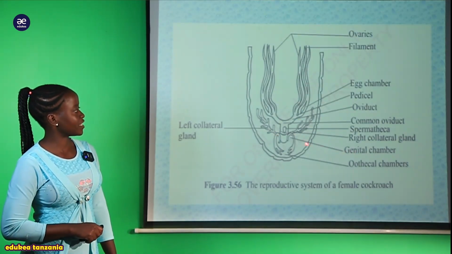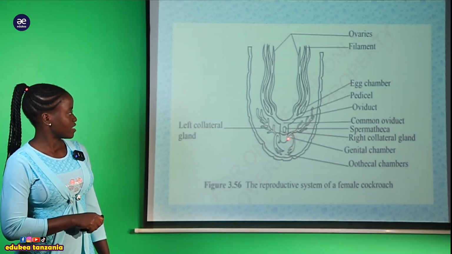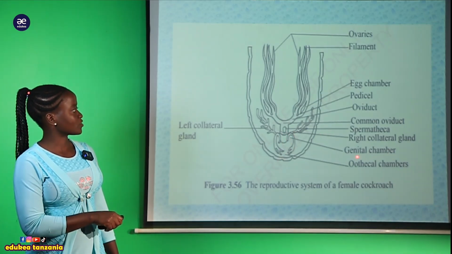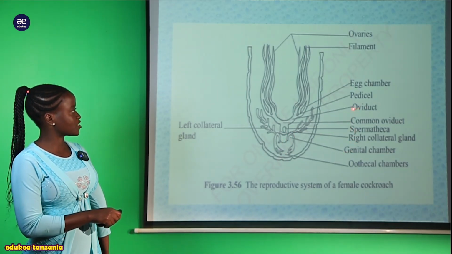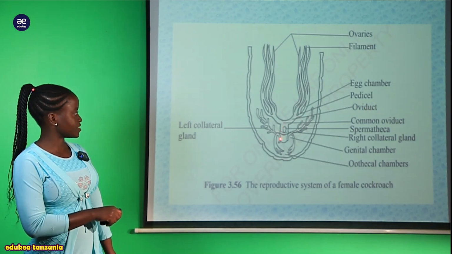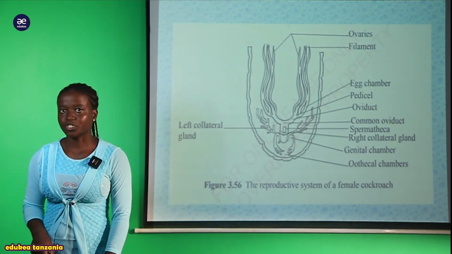So here this one is the collateral gland. It opens kwenye hii genital chamber, and also we have this oviduct. Now you can see it is opening within the genital chamber.